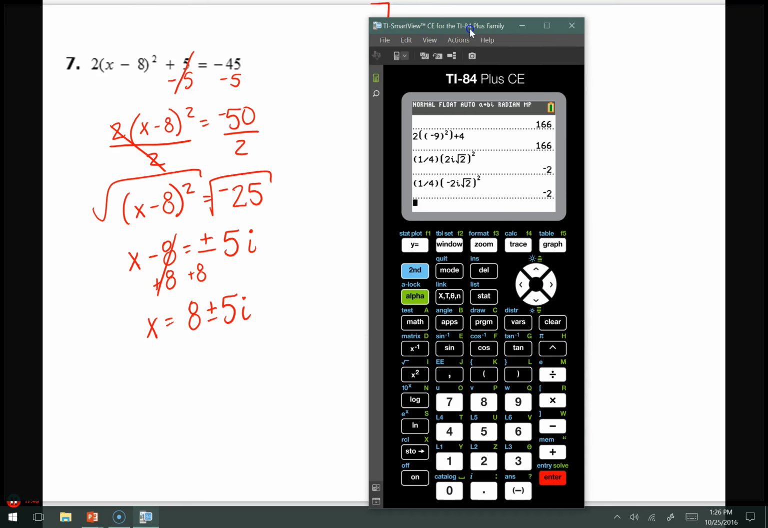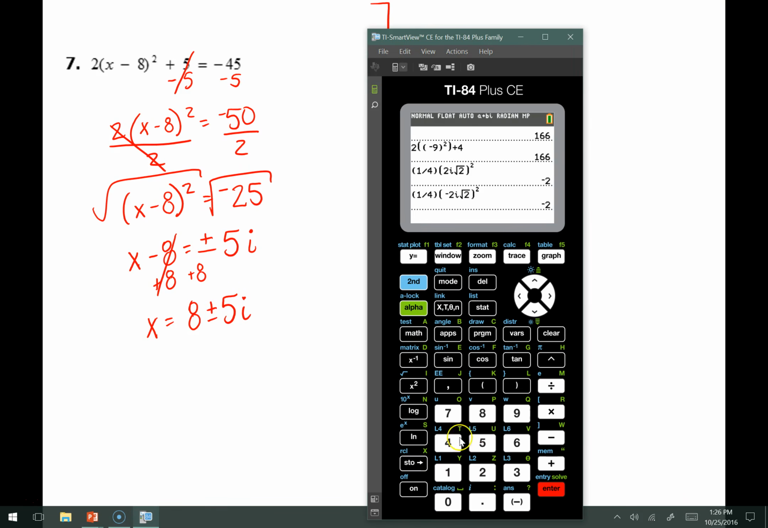We're going to have a nice long line to plug in here. I've got 2 times, and then in the x position in parentheses, I'm going to put 8 plus 5i, end parenthesis, and then I'm going to put minus 8. That quantity is going to be squared, and then I'm going to add 5 to it. When I do that, I'm hoping to get -45. I do get -45, which means the positive case checks out.